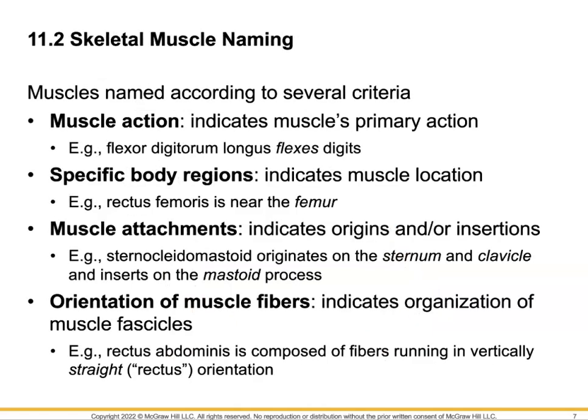Very often, skeletal muscles are named based on something about their appearance, where they're found, or their action. So muscle action, of course, is going to tell you what the muscle does. If you see flexor, well, it's going to flex something. The rest of it's going to tell you what it flexes. So the flexor digitorum flexes the digits, and it's a long muscle. That tells us something else about it, right?